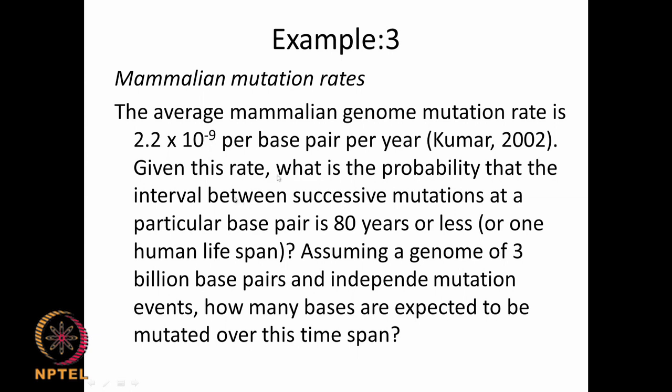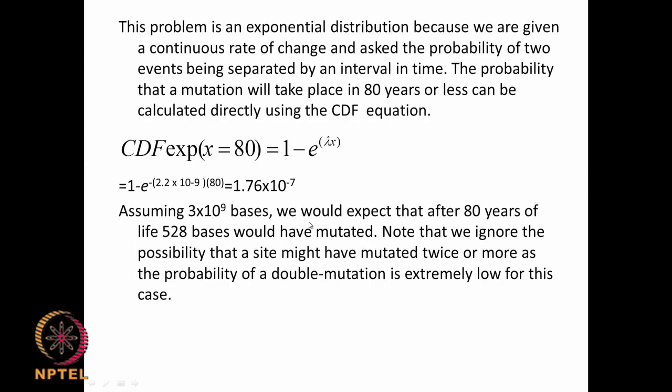So, we want to look at what is the probability that the interval between successive mutations is 80 years or less. So, what do we do? 1 minus e power minus lambda x. X is your 80 years, lambda is 2.2 into 10 power minus 9. When we multiply by 80 we end up getting 1.76 into 10 power minus 7. So, the probability that a mutation will take place in 80 years or less is given by this particular probability.